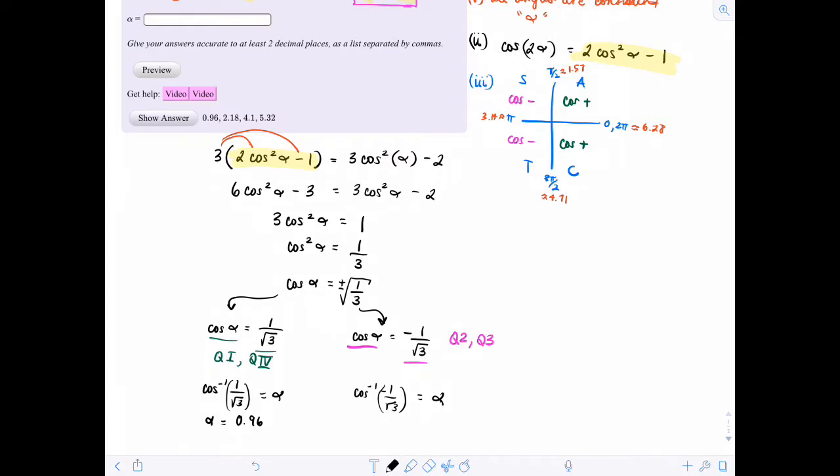Now if we went over to the Cartesian coordinate plane, we can see that this angle is somewhere in the first quadrant, right? So here's alpha, 0.96. So we have the first quadrant. Now we need the fourth quadrant. So the fourth quadrant here, again using symmetry, is going to just be 2 pi minus the alpha, and that'll give us that angle.